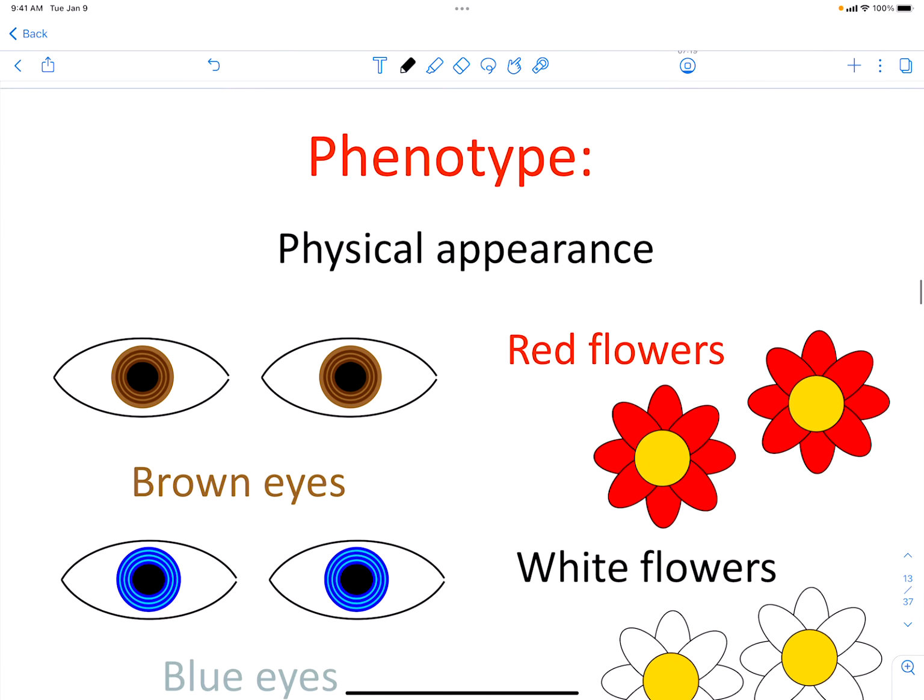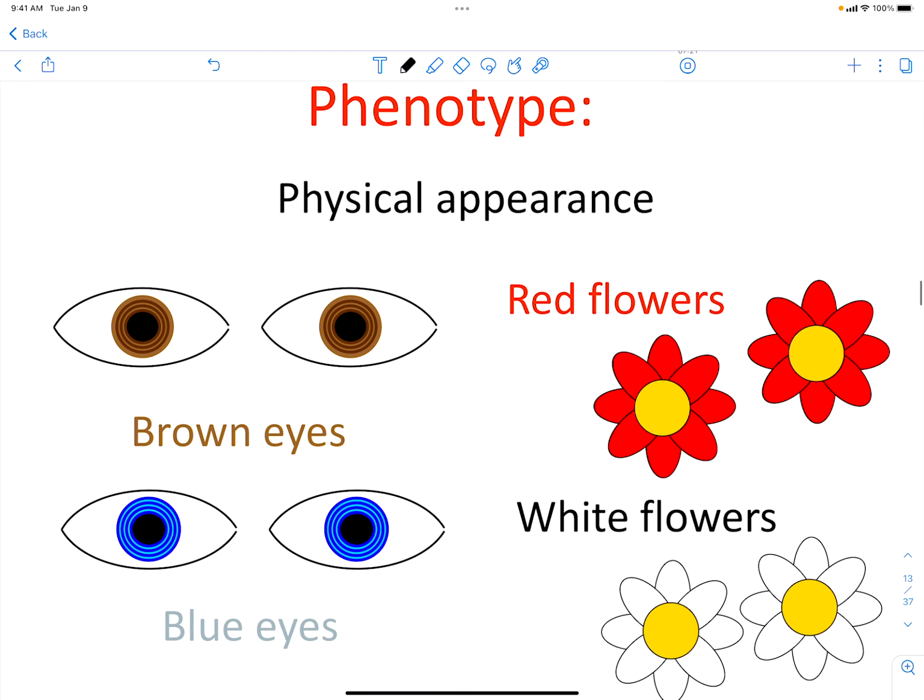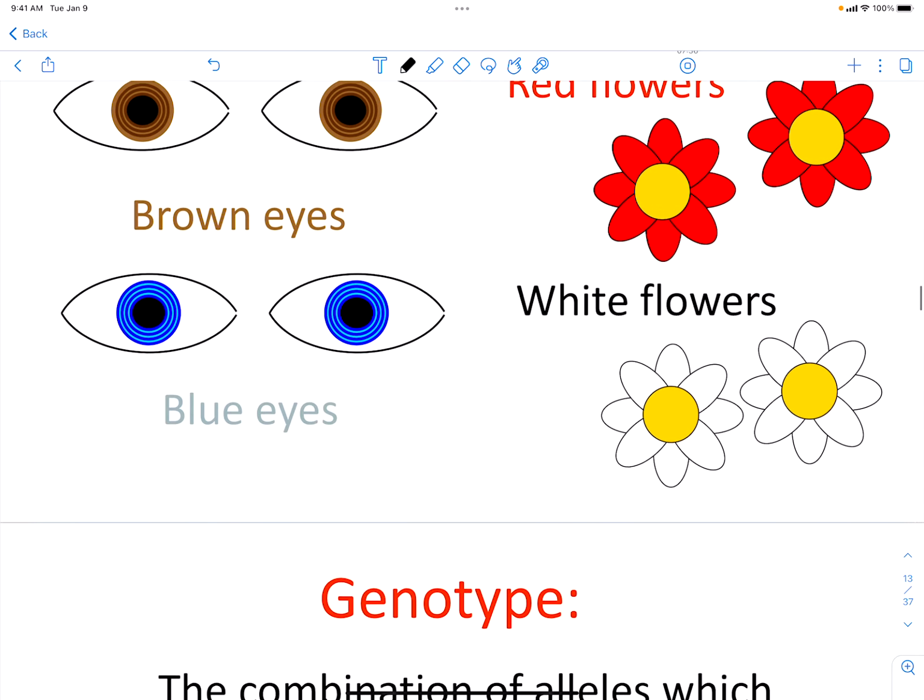Now, phenotype is what we actually see, or is the function of whatever that protein is. So in the case of visual, we can see eyes and hair color very easily. We can see colors of flowers very easily. Those are the physical appearances of the genes presenting in this phenotype.